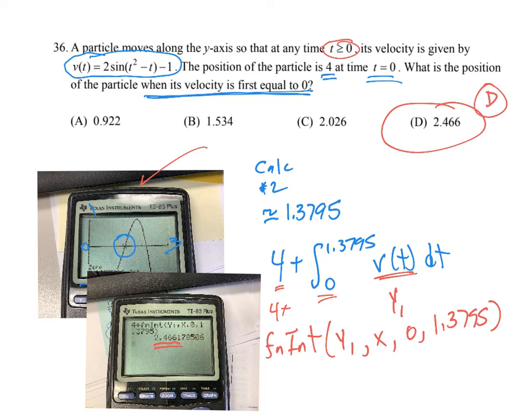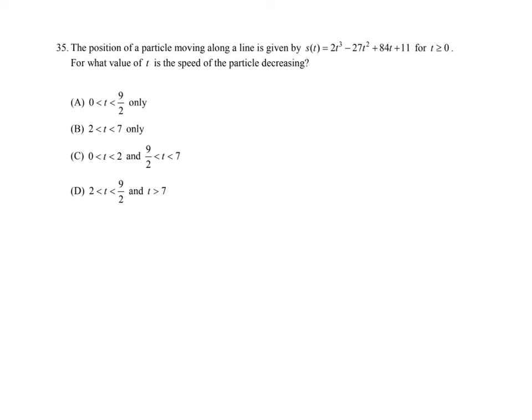All right, let's check out another problem. This third one will be the last one we do in this video. For number 35, we're told that the position of the particle moving along a line is given by s of t equals 2t cubed minus 27t squared plus 84t plus 11 for t is greater than or equal to 0. For what value of t is the speed of the particle decreasing?